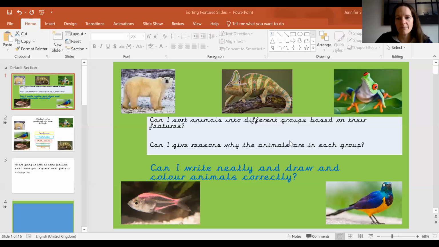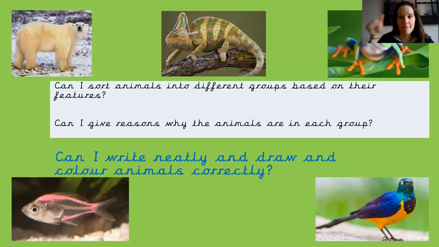So who can remember the 5 different animal groups that we have been learning about? Let's see. Did you say mammals, reptiles, amphibians, birds, and fish? Give yourself a pat on the back if you did. Well done.